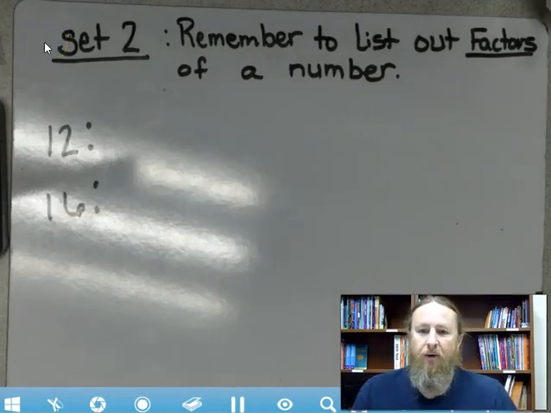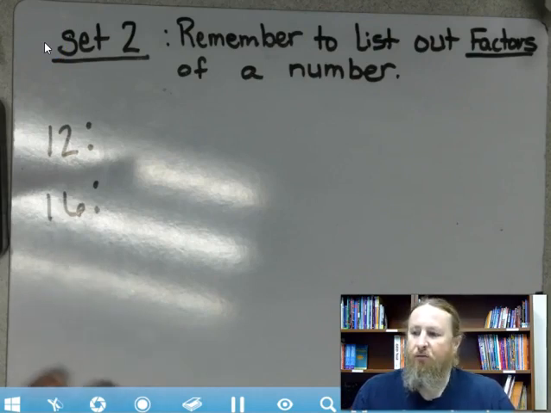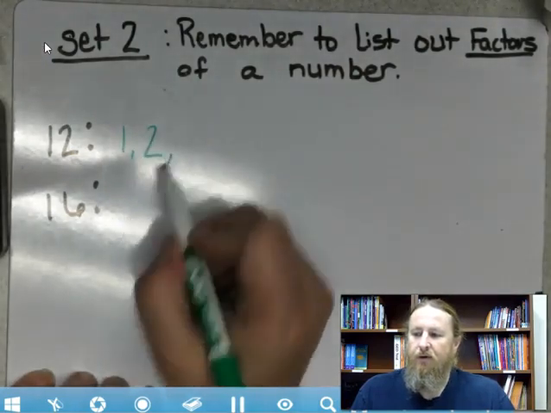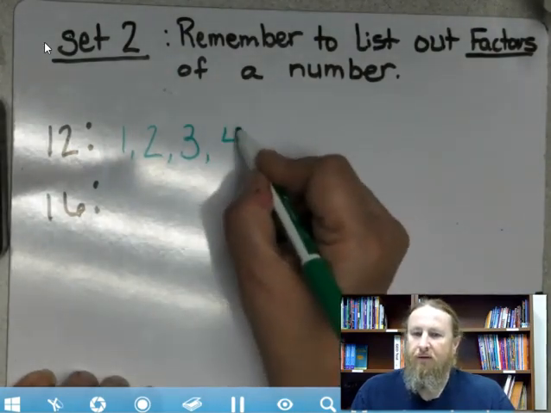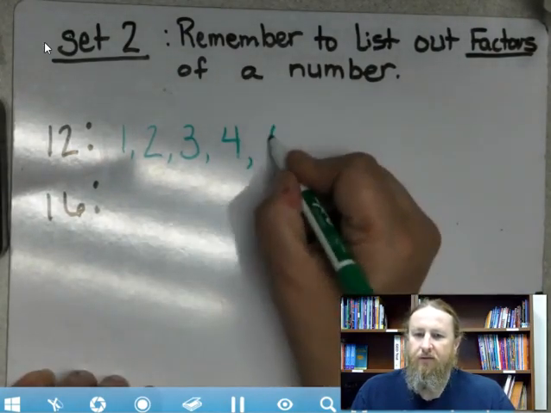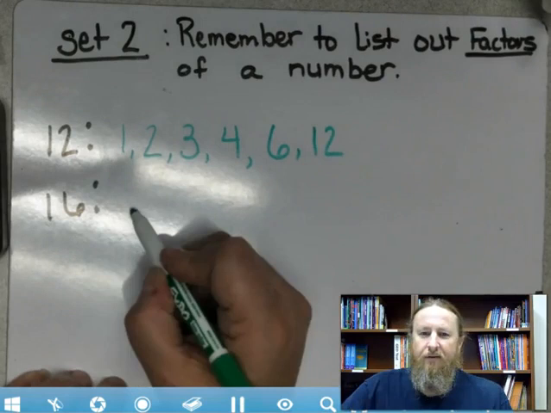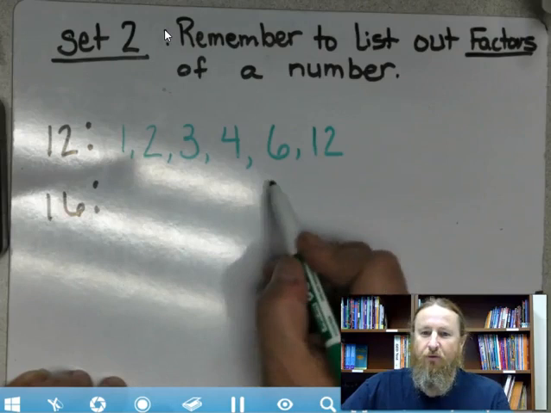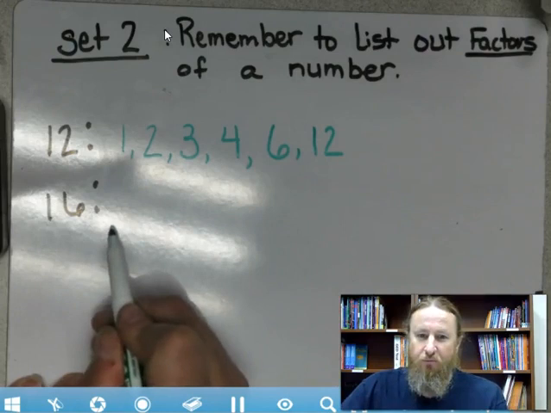Our next set of numbers to find the greatest common factor of is 12 and 16. So let's talk about our factors of 12. They are 1, 2, 3, 4, 6, and 12. Notice on our list of factors for 12, after the halfway point, 6, there's only one factor, and that is the number itself. That's just how factors work.